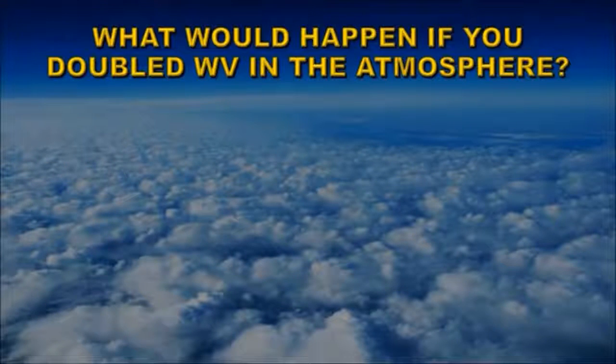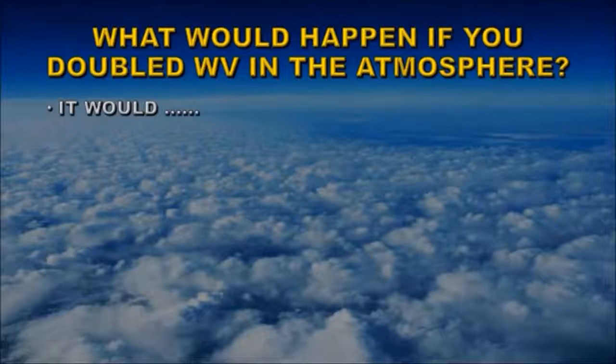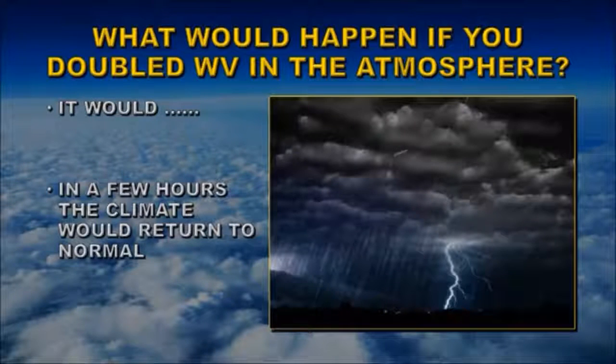Okay, what would happen if you doubled water vapor in the atmosphere? It would rain. And in a few hours the climate would just return to normal. So this is the difference between carbon dioxide and water vapor. Because its lifetime in the atmosphere is so short, water vapor cannot have any major effect on the atmosphere. It merely acts as an amplifier to whatever happens with the other sources of forcing in the climate atmosphere.